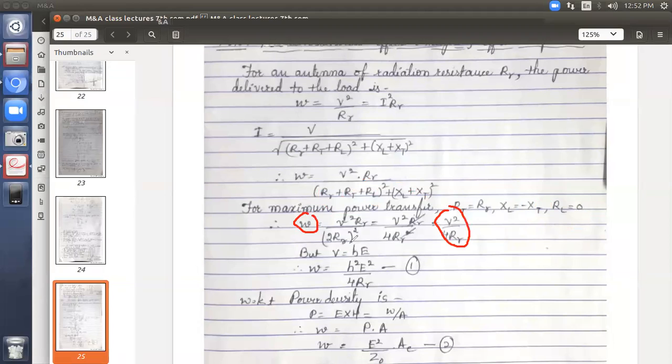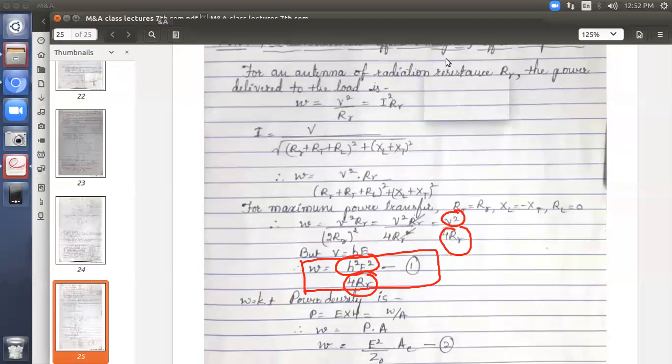Okay. Now, this we have seen. The voltage induced is equal to E into L, that is E into H. So in W equal to V square by 4Rr, the V value we will substitute, that is H into E. Let us substitute. It will be H square into E square because it is V square divided by 4Rr, with 4Rr as it is. This is one power radiated.